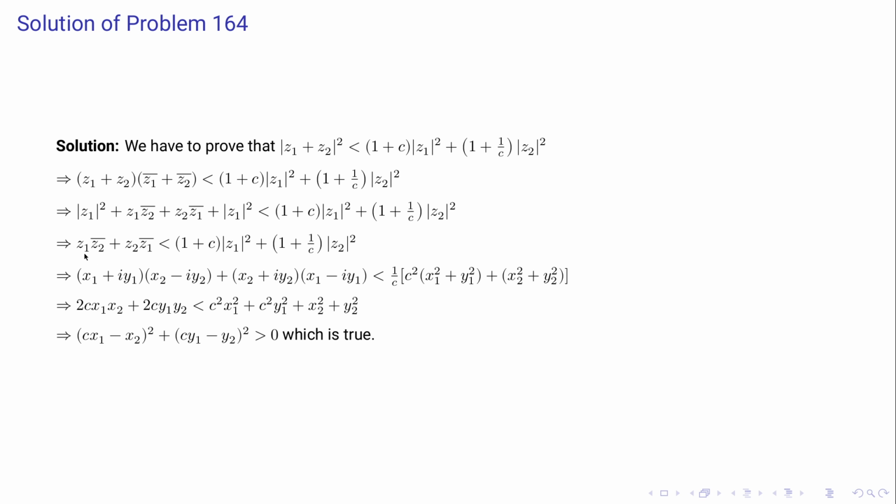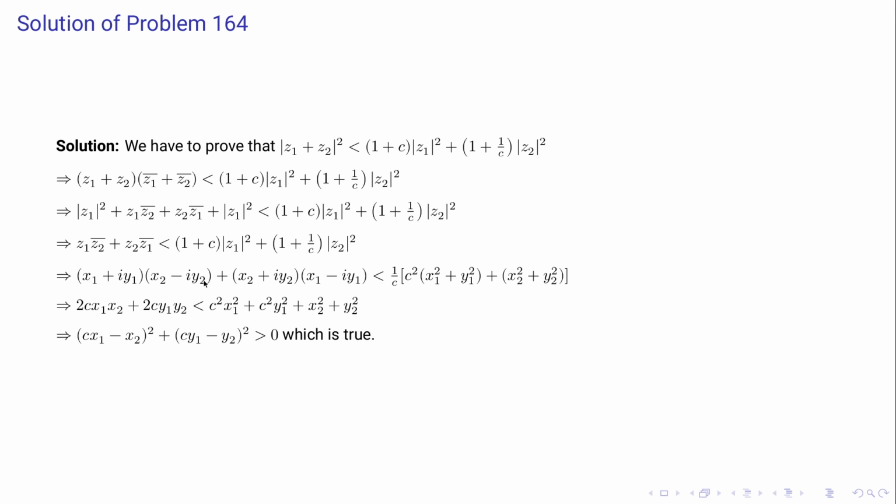We will have after that, there is something wrong here. This should be c mod z1 squared and this should be 1 by c mod z2 squared. Anyway, so z1 z2 bar plus z2 z1 bar is less than c mod z1 squared plus 1 by c mod z2 squared. Now we substitute z1 equal to x1 plus i y1 and z2 equal to x2 plus i y2. So our left hand side is like this, and right hand side becomes 1 by c into c squared x1 squared plus y1 squared plus x2 squared plus y2 squared.